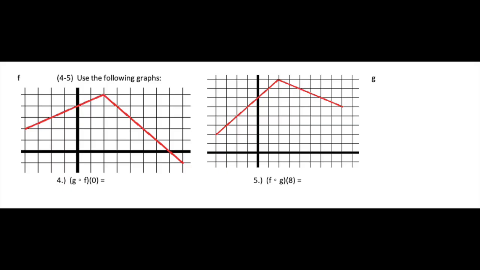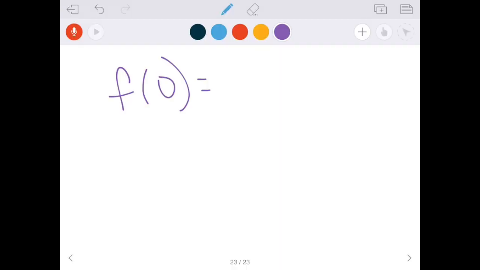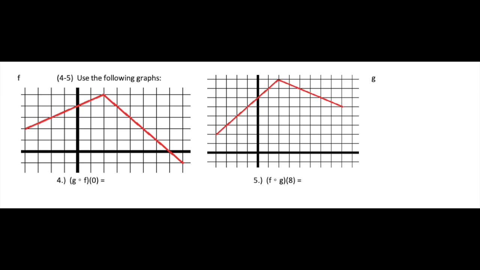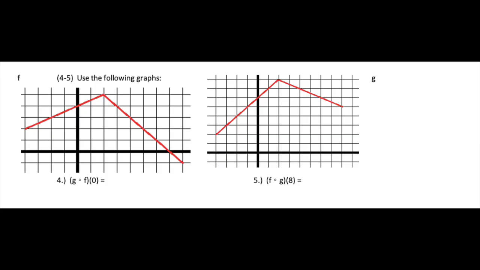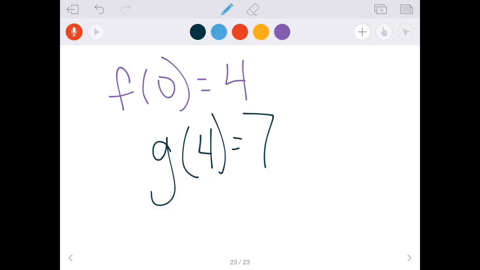We're going to find G of f of 0, which means we find f of 0 first. F of 0 means we're going to look at the f graph, where 0 is x, and see what the y value is. F of 0 is 4, and we're going to try to find G of f of 0. So then we plug in 4, and when we do that, we're going to look at the G graph, where x is 4. So we get the y value of 7. So G of f of 0 equals 7.